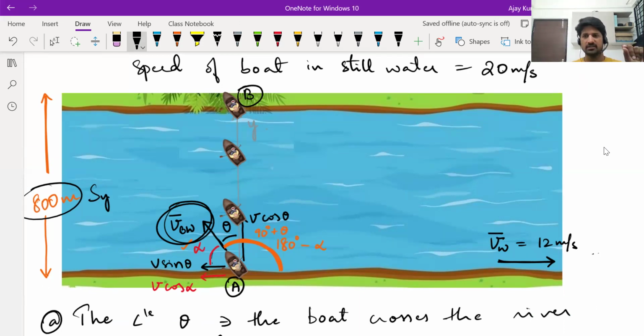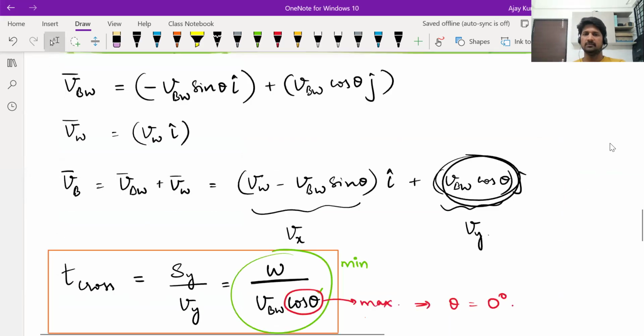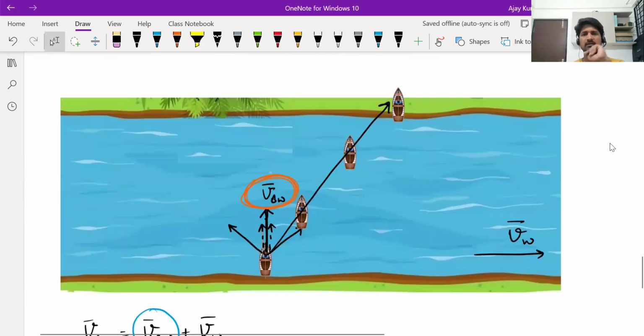Because some of its velocity is being used up. One component, the x component of its velocity, is being used up to cancel the water's velocity. Only the remaining component can help it cross the river. So it will take more time. So the zero drift case is not the case where the boat crosses in the shortest possible time. To cross in the shortest possible time, the boat must be directed perpendicular to the river. And in that case, it will suffer some drift.